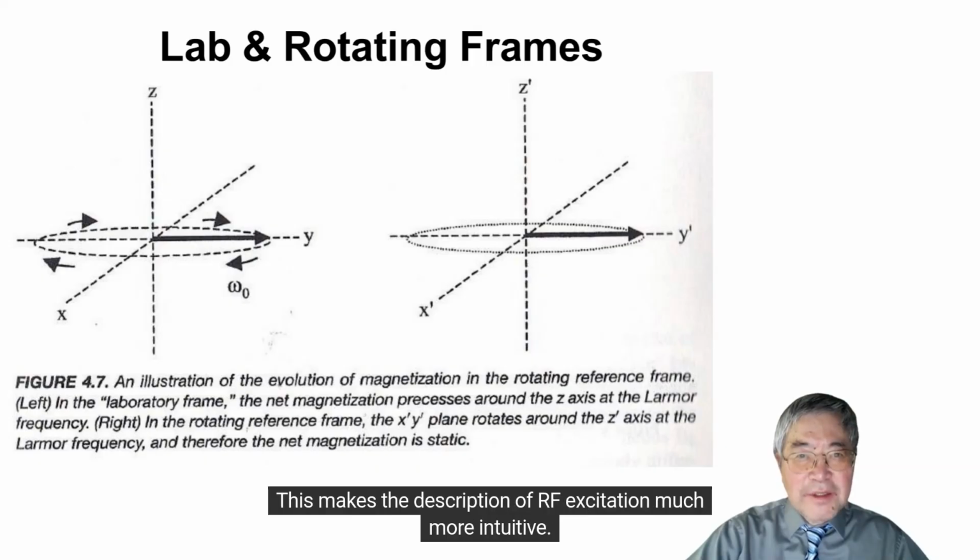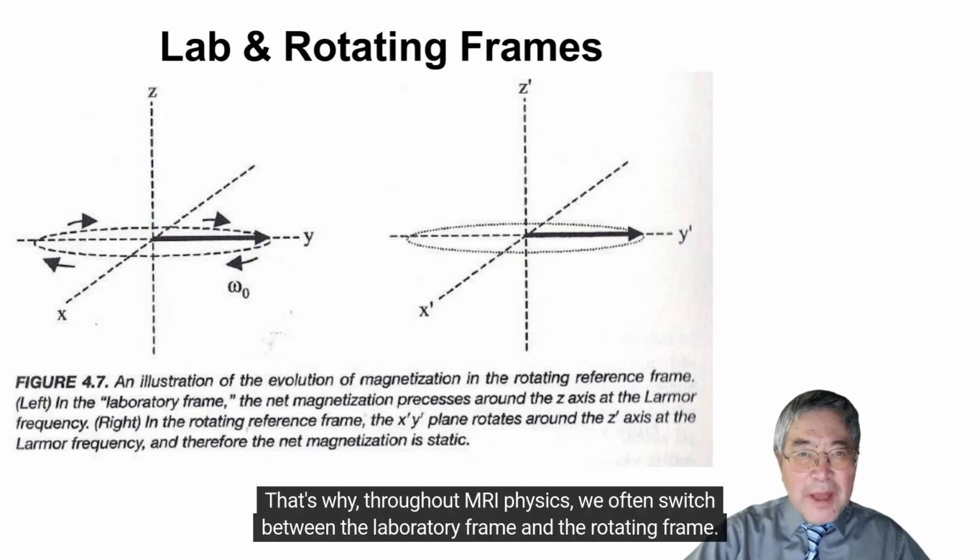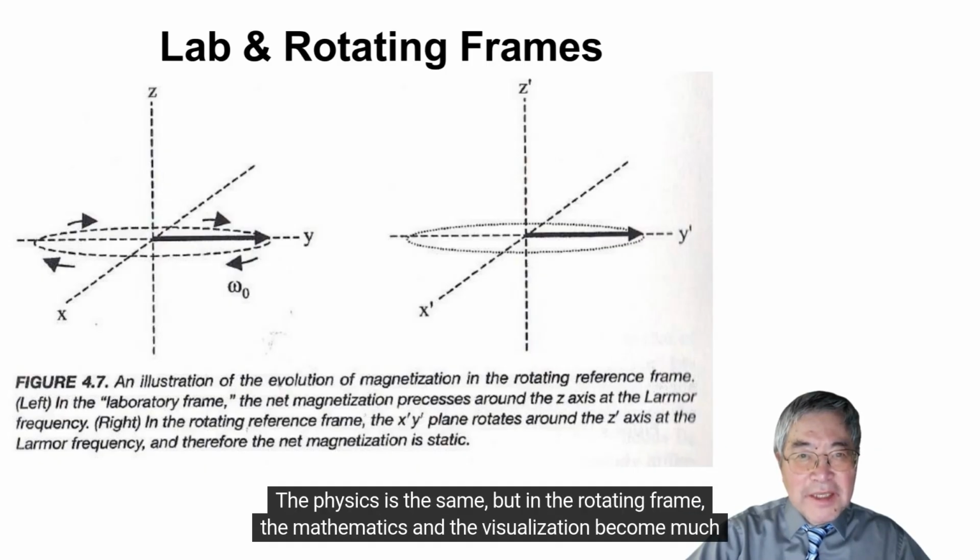This makes the description of RF excitation much more intuitive. That's why throughout MRI physics, we often switch between the laboratory frame and the rotating frame. The physics is the same, but in the rotating frame, the mathematics and the visualization become much simpler.